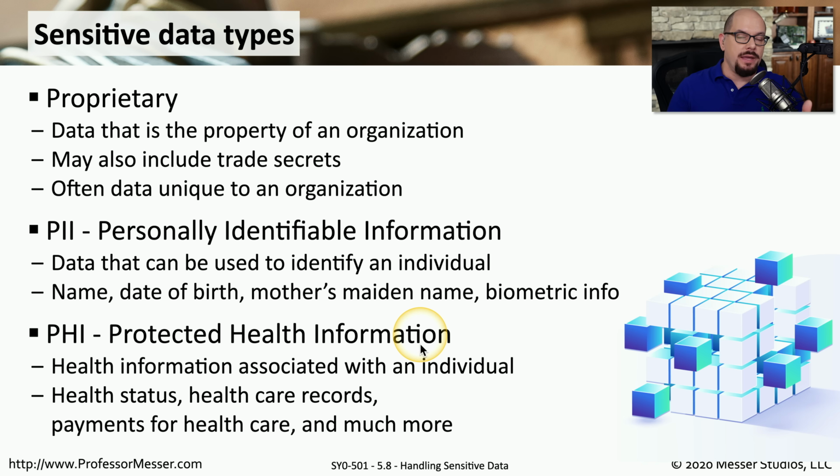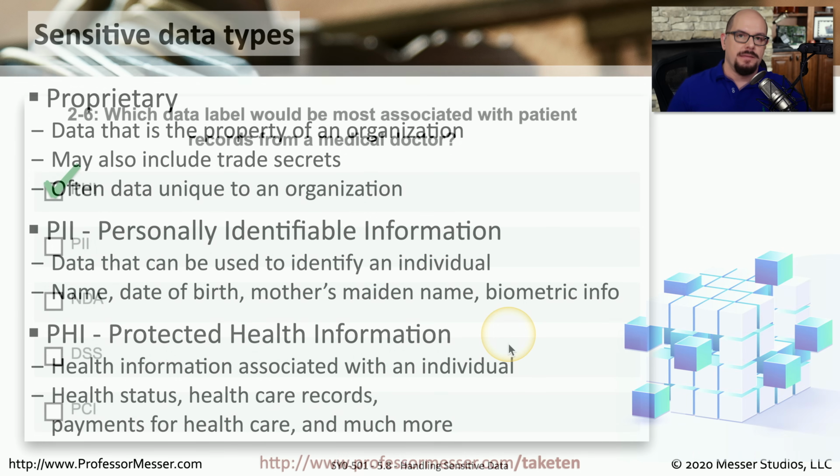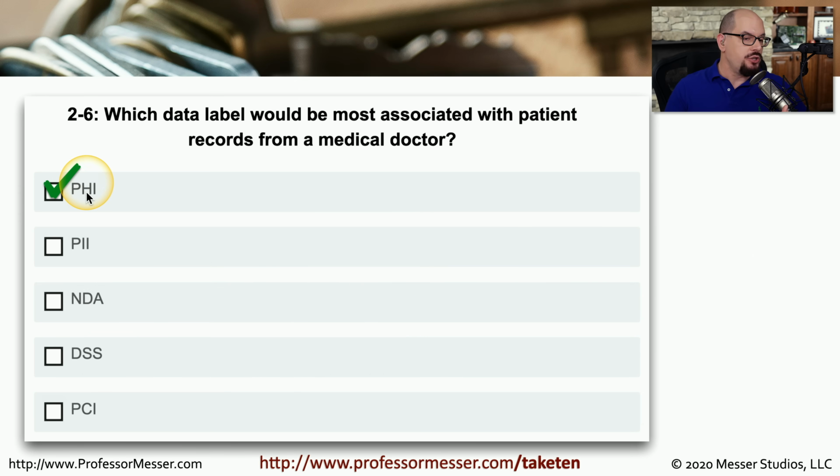When you're dealing with healthcare, then you're dealing with PHI, which is protected health information, which might be your health status, your health record information, or anything else associated with healthcare. And that's why in this case it would be PHI. We know that it would not be PII, which is the personally identifiable information.